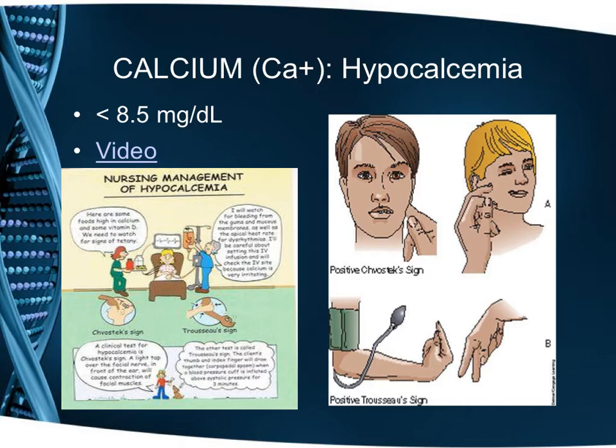Treatment focuses on the underlying cause, and the physician may also order oral or IV calcium gluconate. Nursing management includes monitoring cardiac and respiratory function and seizure precautions. If the patient has a low magnesium, the magnesium must be corrected before IV calcium will increase the serum calcium levels. Also, check the phosphate level. If it is too high, the calcium will not be absorbed. IV calcium must be diluted in D5W and administered slowly.